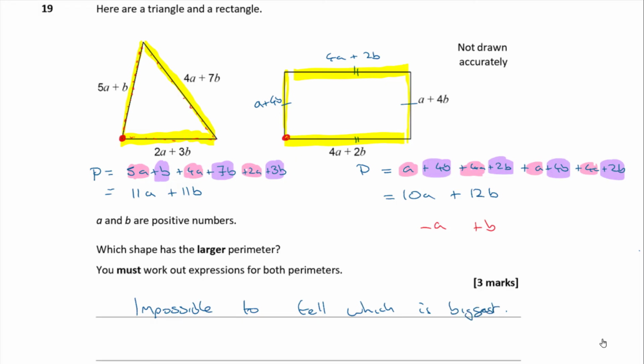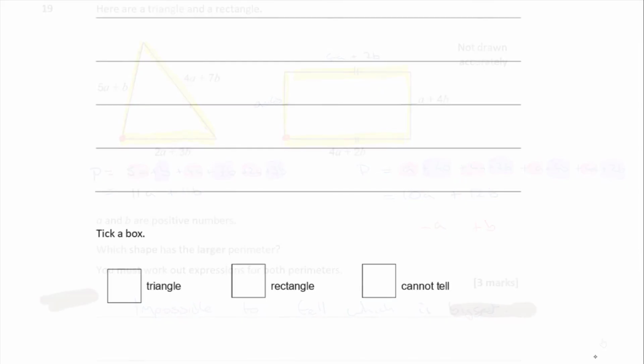Okay, so at the moment it's impossible to tell which is biggest from the information that we've been given. The thing I missed was the tick boxes further down. Silly me. Yeah, so it's that one there, cannot tell. You can't tell because it could be either, depending on the relative size of a and b, which I don't know. Okay, can't tell.